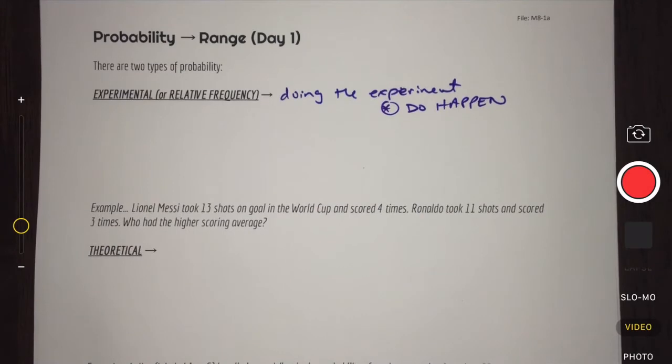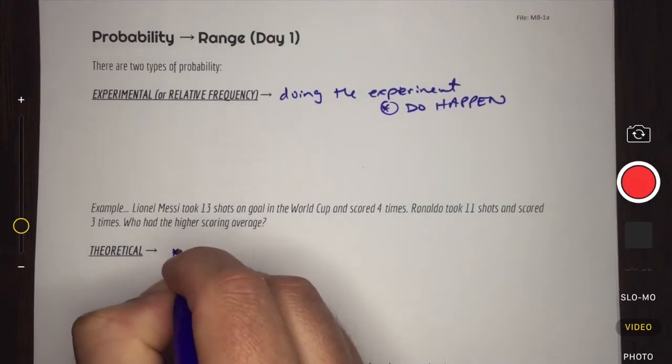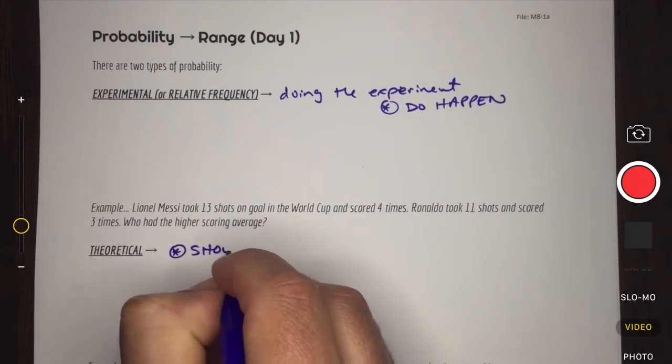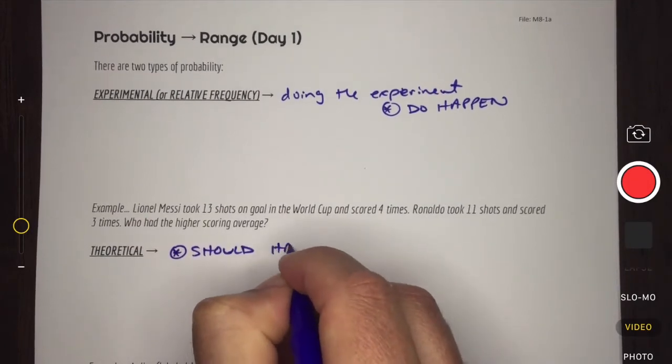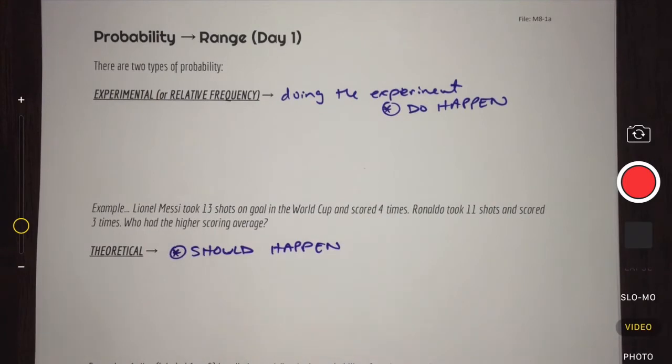When talking about theoretical probability, what we're doing is thinking in theory without having to do the experiment, because we can have probability situations where there's maybe 1,000 or 10,000 tries, or that would take a long time to do. So this is what should happen. So those are the key differences. Experimental, we actually do it. Theoretical, in theory, what would happen if we were to do the experiment. So let's take a look at a couple examples.